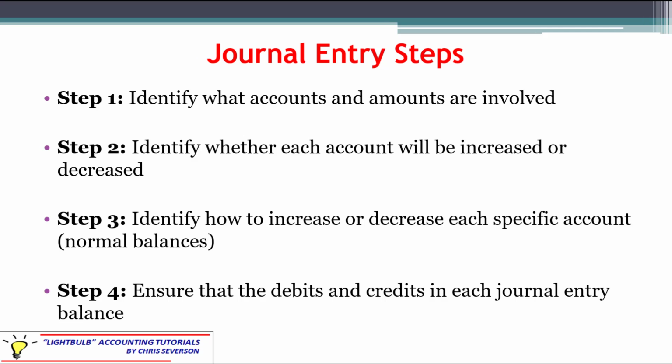So some steps for the journal entries. Step 1, we have to identify what accounts are even involved and what amounts are involved. Step 2, identify whether each account will be increased or decreased. And then step 3, which is where it starts to get a little bit tricky, you have to use those normal balance rules to identify how we go about increasing or decreasing each specific account. And then, kind of as a last check, ensure that the debits and credits for each journal entry actually balance out.